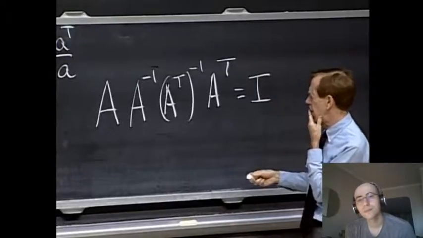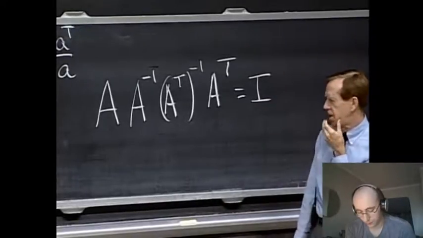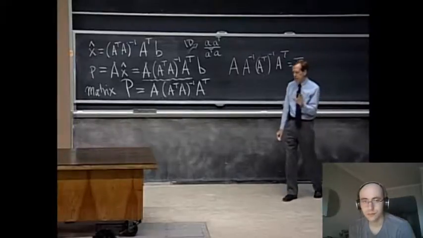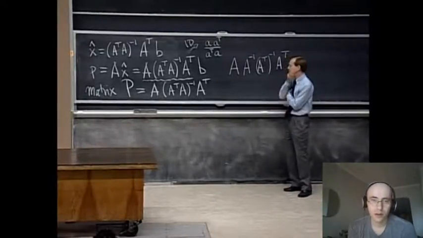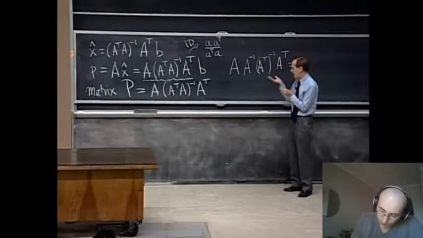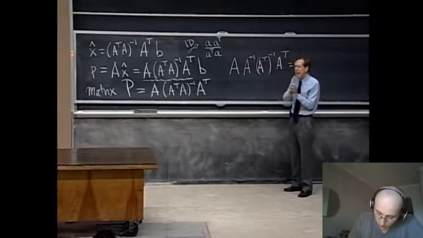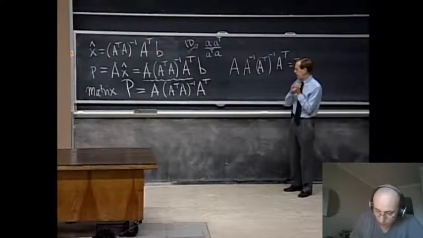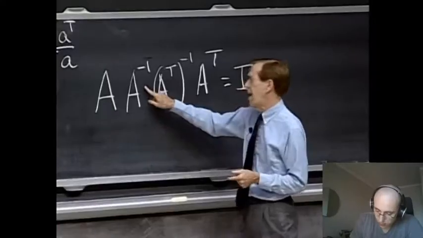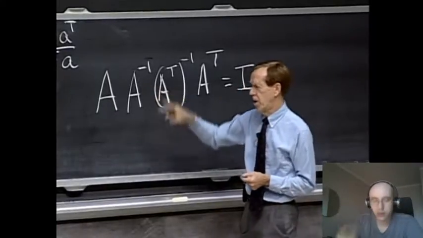But what's going on? My question is, somehow I did something wrong. That wasn't allowed. And why is that? Because A is not a square matrix. Okay. A is not a square matrix. It doesn't have an inverse.